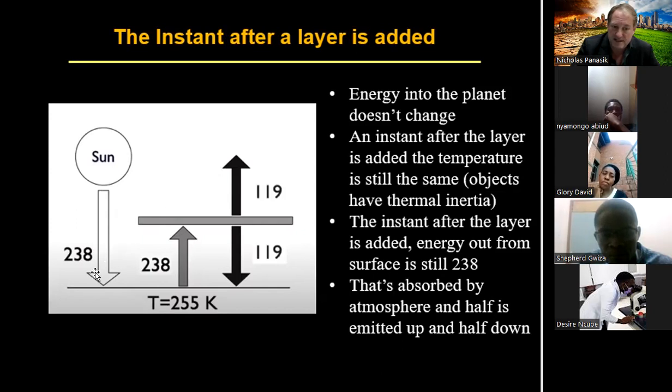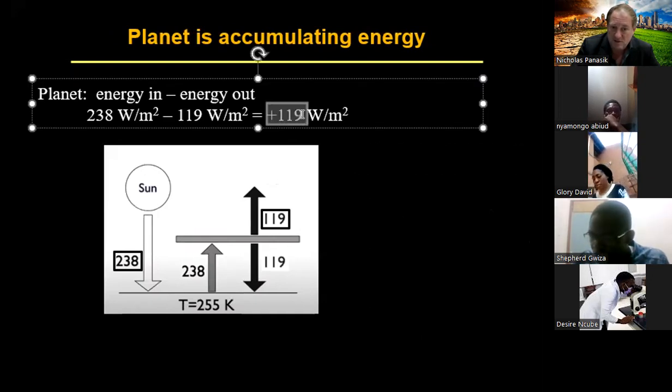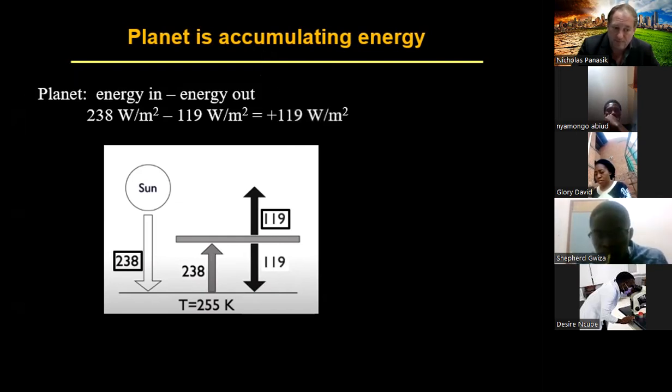And so the planet was taking in 238, but only letting out 119. That gave us an energy imbalance, right? 238 was coming in, only 119 was leaving the planet. So that means energy in minus energy out, we were accumulating energy at 119. Because at 255, we're only emitting 238, which means half of that's getting out of our atmosphere. Okay. Since we're accumulating energy, our temperature is going up.